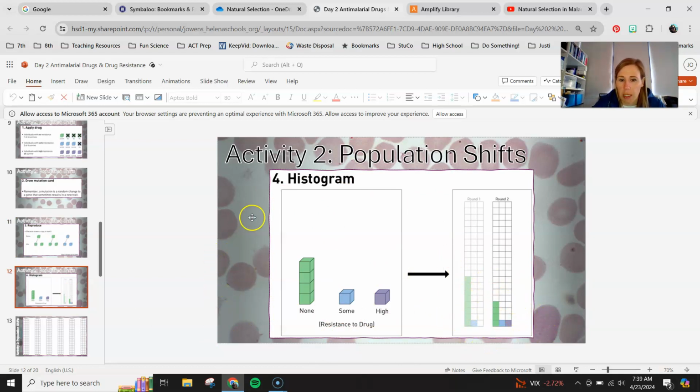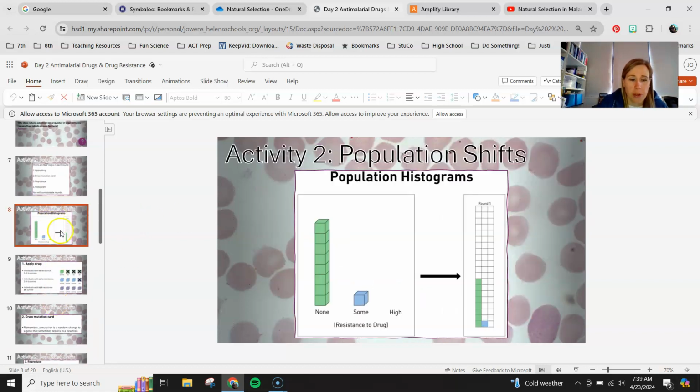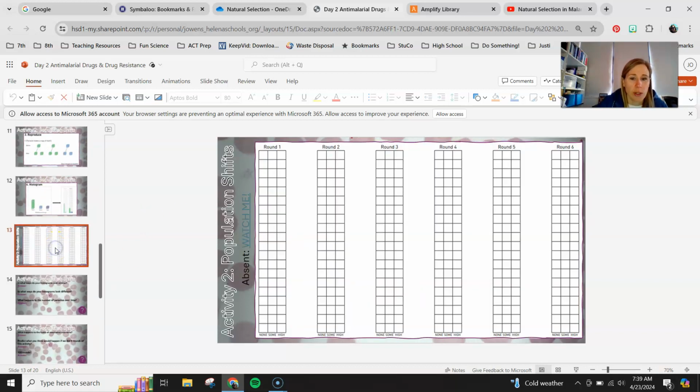Your green bar would represent no resistance, your blue some resistance, and your purple high resistance. So you guys can see here's the round 1 histogram, round 2. So here are your 6 rounds here. You guys actually already have your first histogram done for you on slide 8. So your 6 rounds after that are going to be graphed here.